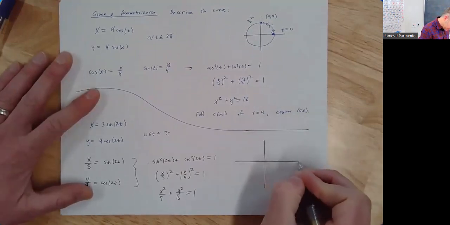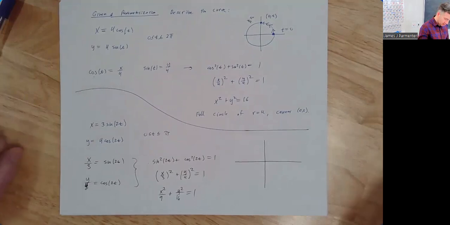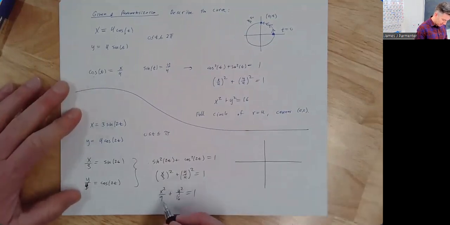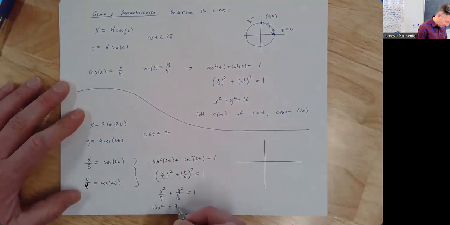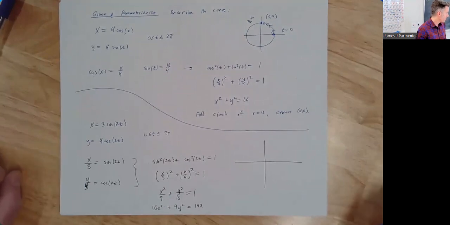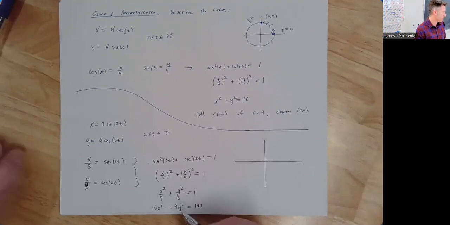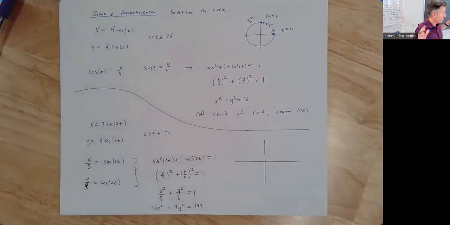Wait, what if you just multiply the 9 over the 16? Totally. So if I multiply everything by 9 and by 16, then I'm going to get, let's see, the 9s will cancel. We'll have a 16x squared plus a 9y squared equals 144. Because really what I did was I multiplied everything by 144. And 144 over 9 is 16, 144 over 16 is 9. Still an ellipse. So here's the general kind of thing to know. If you have x squared plus y squared, if the coefficients are the same, you've got a circle. If the coefficients are different, you've got an ellipse.